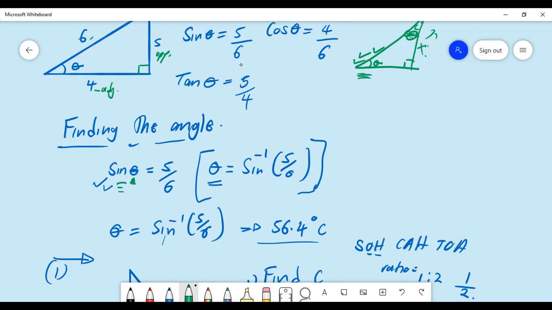You first press 5 out of 6, then you go to the second function in your calculator. It is up there. Either they say shift, then press sine. When you press shift and sine, you get something like this. So we shall be getting sine inverse of 5 out of 6 when you press your calculator. Do you have your calculator there?